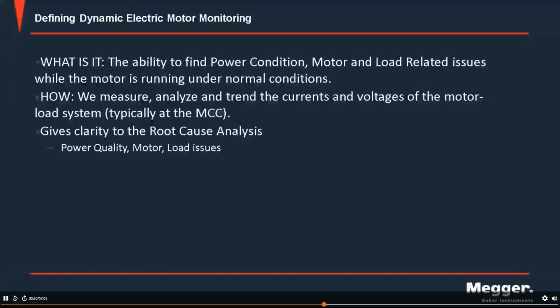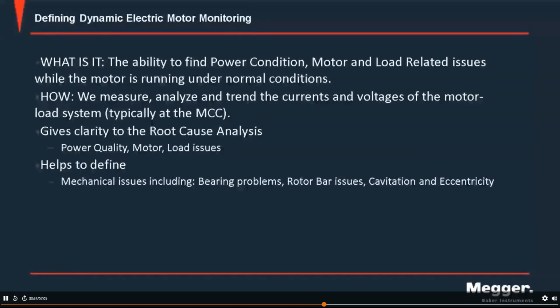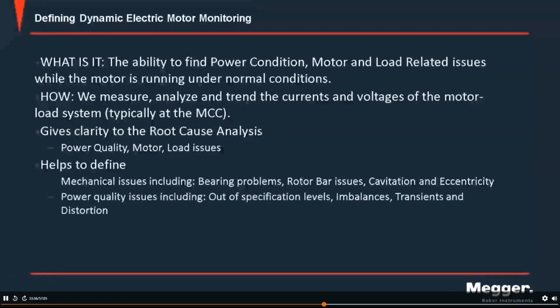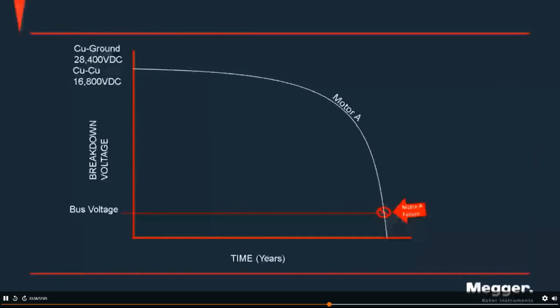So yeah, all that stuff there, power quality, motor, and load-related issues, helps us define mechanical issues. You can see some examples there. Again, in the coming weeks, we'll drill into these specific tests and how all that works. You see some power quality issues there. All that stuff is basically mirroring what we talked about earlier in the failure modes of insulation even. And then again, a great way to think about this is defining the motor's operating environment.